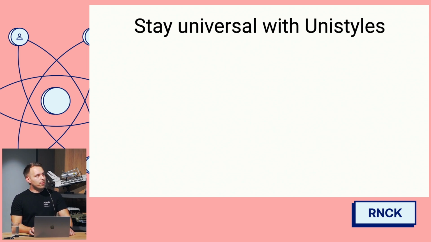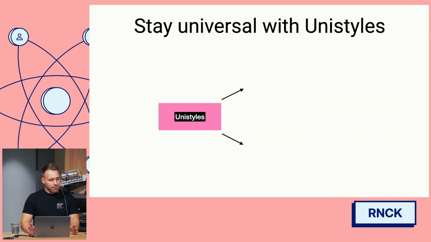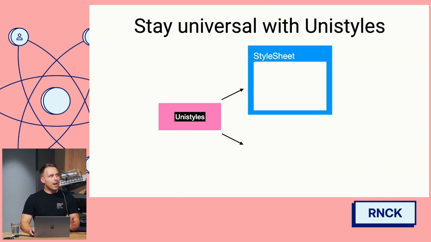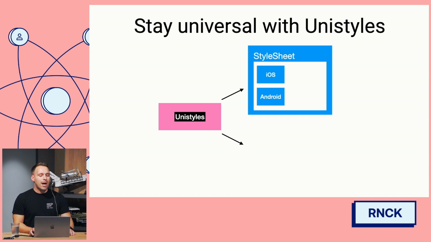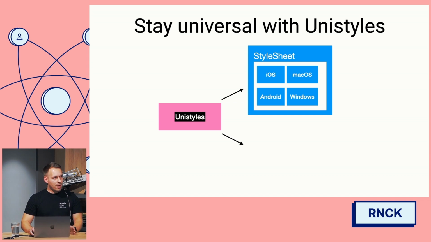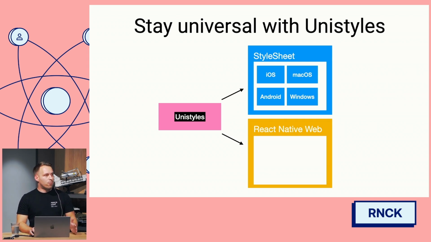So how to stay universal with Unistyles? As of today, Unistyles supports, with the StyleSheet API, iOS, Android, macOS, and Windows. And with React Native Web, which is also the StyleSheet API, web and server-side rendering. I only miss tvOS and visionOS. But today I will focus on two of them.